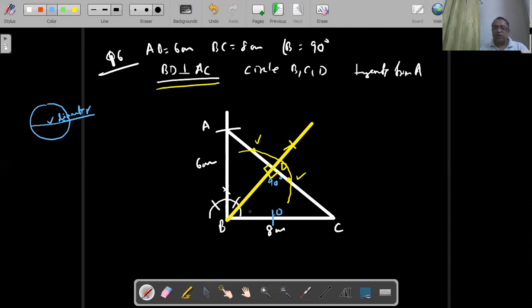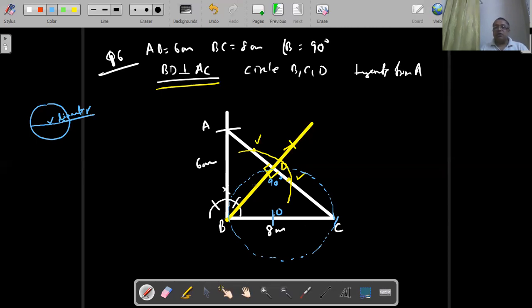So compass at O, radius OB, and you are going to draw a circle passing through the points B, C and D. Compass is at O, radius is OB or OC or OD, and then keeping the compass at O, you are drawing this circle. Now you will get the circle.